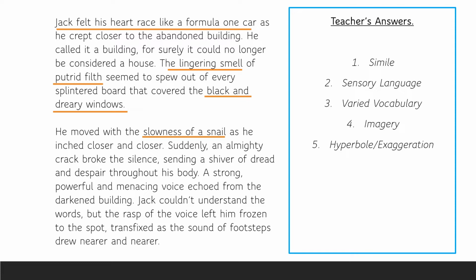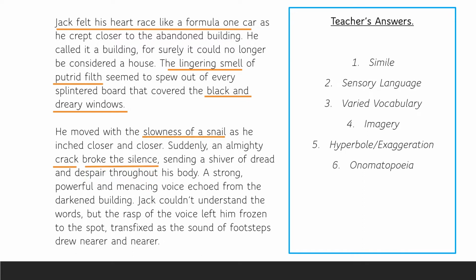So when we're talking about hyperbole, we mean over exaggeration. So he's not literally moving at the same speed of a snail, it's over exaggerated to give us this impression that he's moving very slowly and very cautiously as he approaches the house. Then we've got suddenly an almighty crack broke the silence. So crack actually sounds like the noise that's being made, so therefore it would be onomatopoeia, which is the second one in our Go Massive techniques.